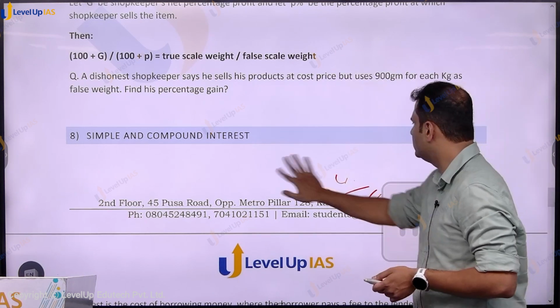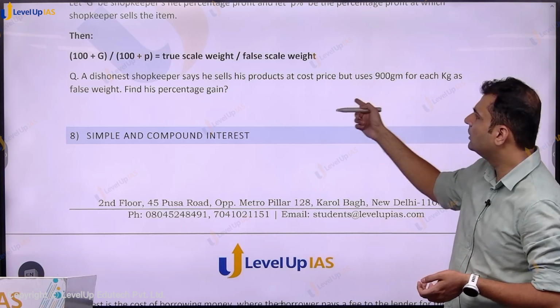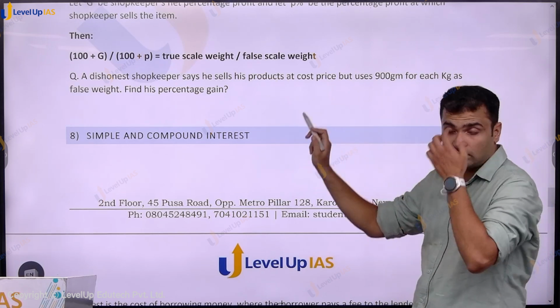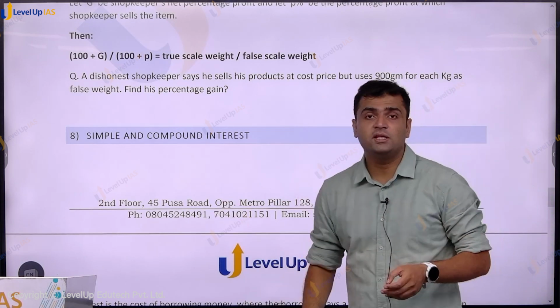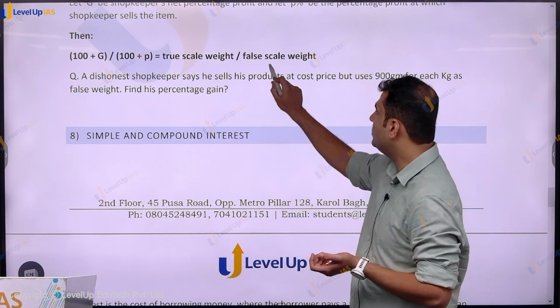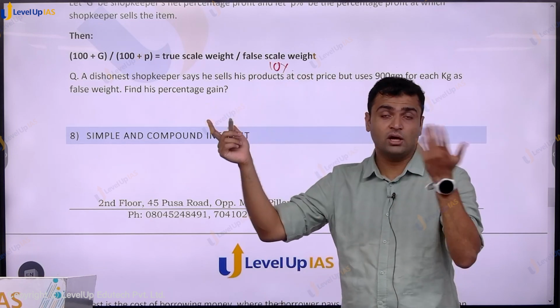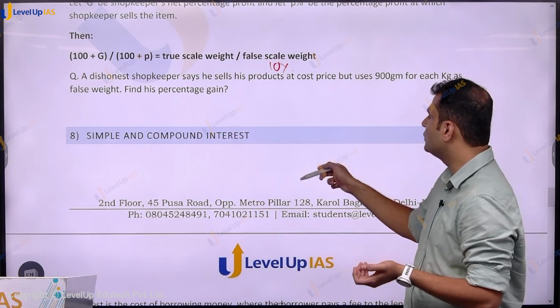Another type of question in this is, instead of he's selling product at cost price, we are given that he's selling at a higher price. मतलब 10% profit यहाँ पे भी बना रहा होता अगर वो, तो कैसे करते? Then what would we do?